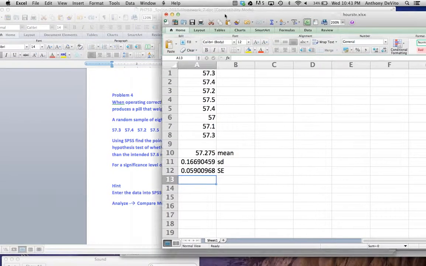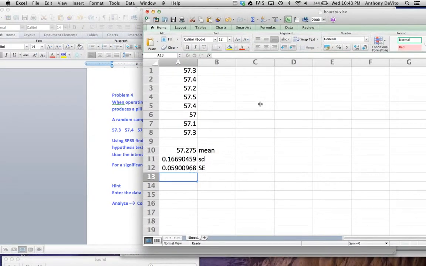Okay, so now I'm going to calculate a 95% confidence interval. So my 95% confidence interval is going to be equal to, well, first thing I'm going to do is calculate my margin of error. My margin of error is going to be equal to the t-score that I need to use.